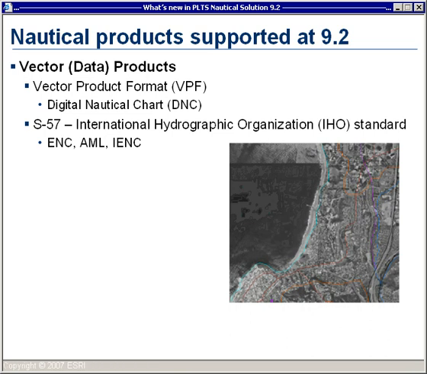The Nautical Solution supports several S57 product specifications. ENC, or Electronic Nautical Chart Production, is supported out of the box. AML, also known as Additional Military Layers, and IENC, or Inland Electronic Navigation Charts, are supported S57 products as well. However, AML and IENC require some configuration of the existing nautical data model.